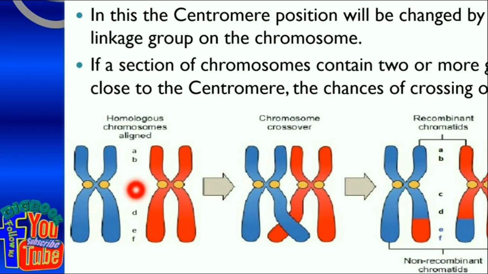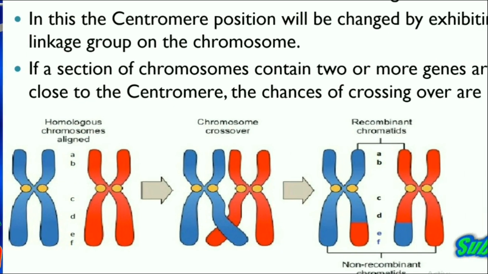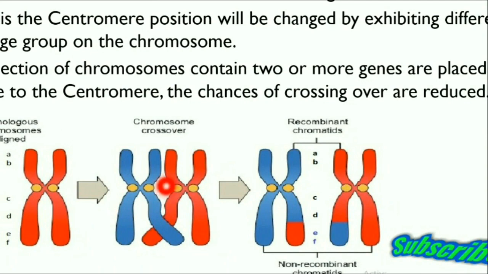Now here, if you consider this diagram, the chances of the longest arms taking part in the crossing over are more, and sometimes even the shortest arms take part in the crossing over, but the centromere will never take part in the crossing over because it is tied up with proteins and is not detachable during the packaging stage.